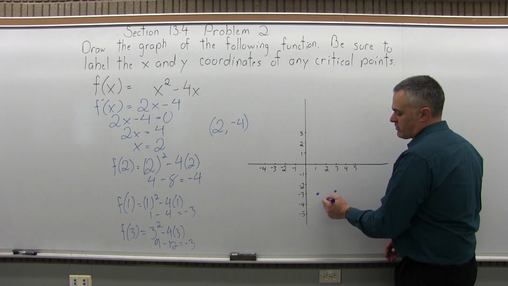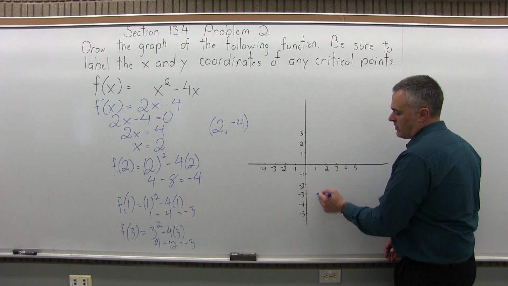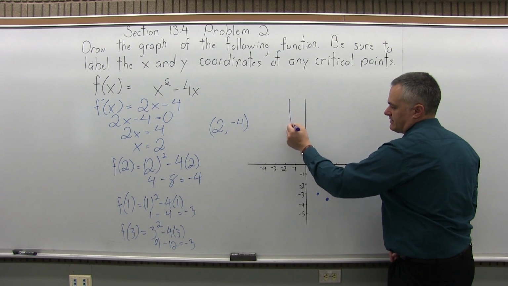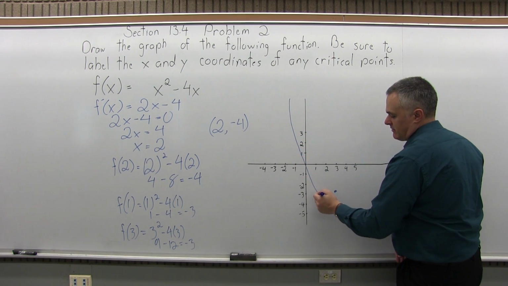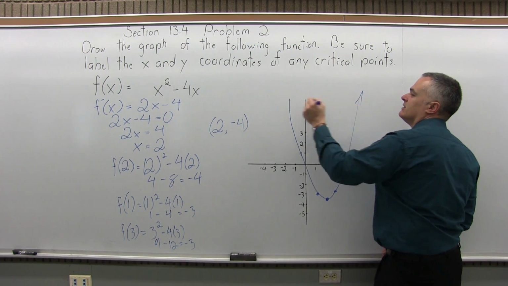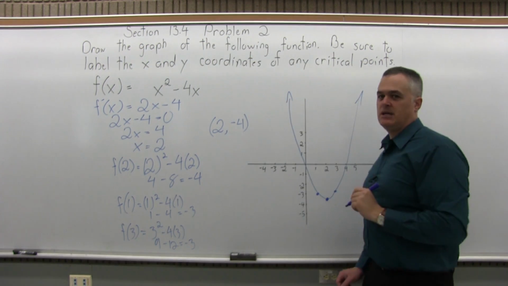So that's telling me my critical point that's over 2 down 4 is there for a minimum. So my graph comes down, down, down, flattens out, and then goes up, up, up. And again, it's going to continue forever in each direction.